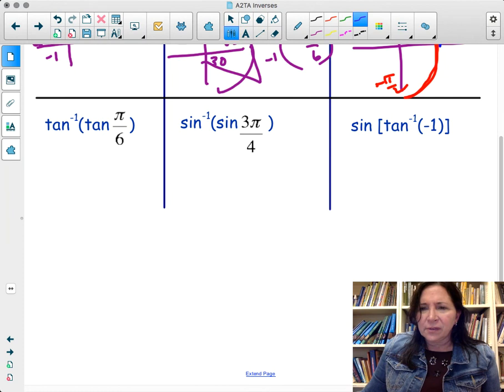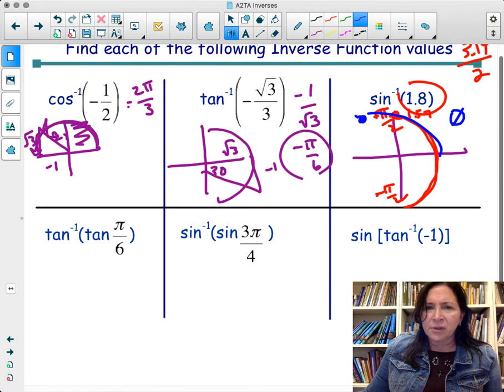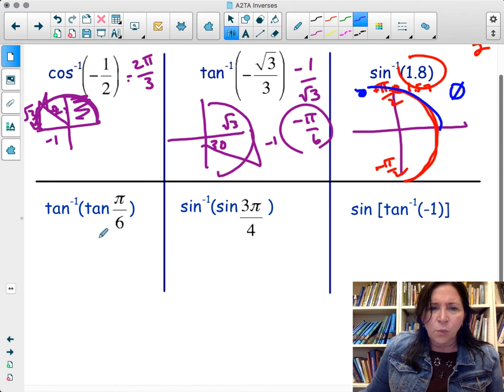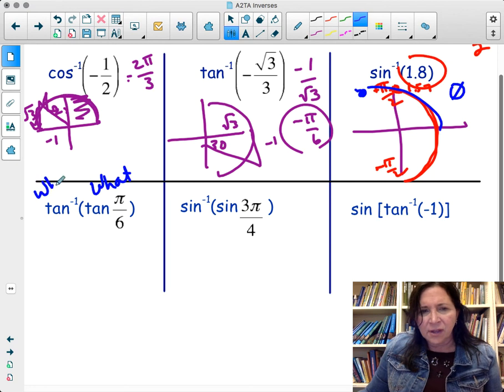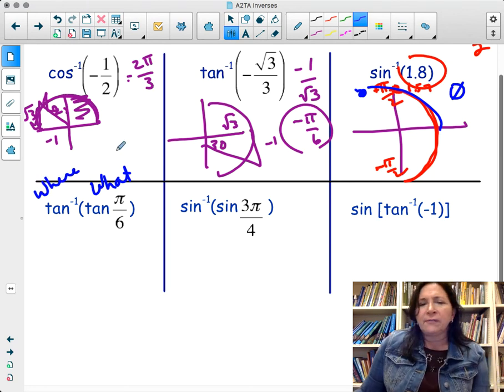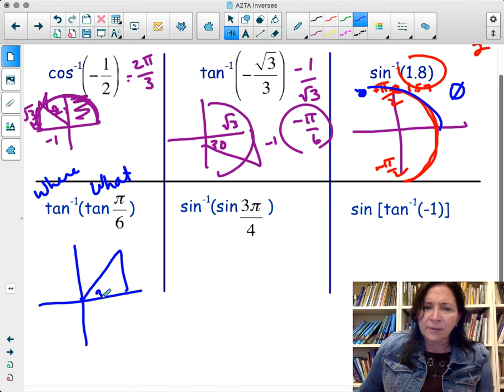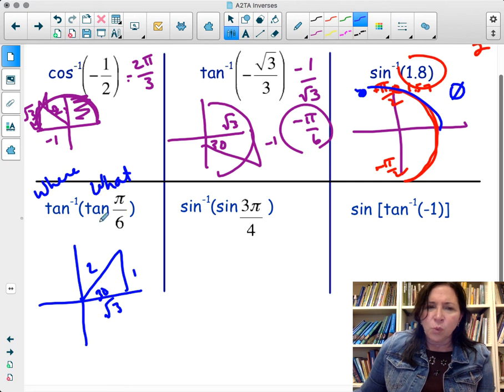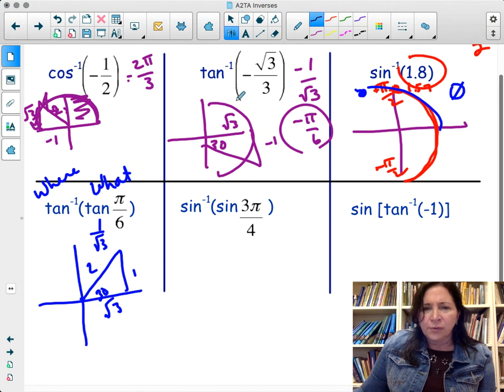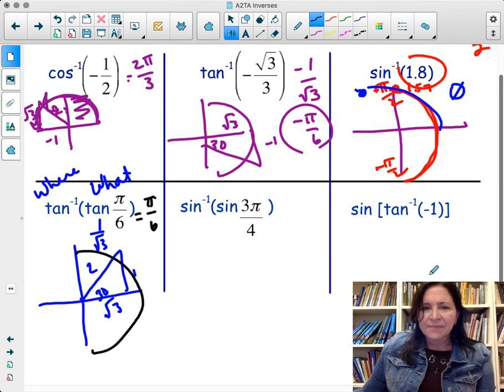The next ones are, let me roll that back up a little bit so you can see. The next one says what. If it doesn't have an inverse, it's a what. If it has an inverse, it's a where. And whenever they say where, you're looking for an angle. So what is tangent of pi over 6? So pi over 6, 6 goes into 180 3 times. So it's a 30-degree reference, okay, which is 1, 2, square root of 3. So what is tangent? Tangent's 1 over square root of 3. Where is tangent 1 over root 3? Well, this one's perfect because we're already in the same quadrant. So it's at pi over 6.